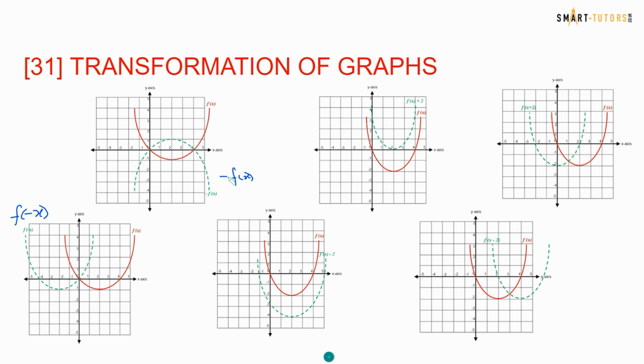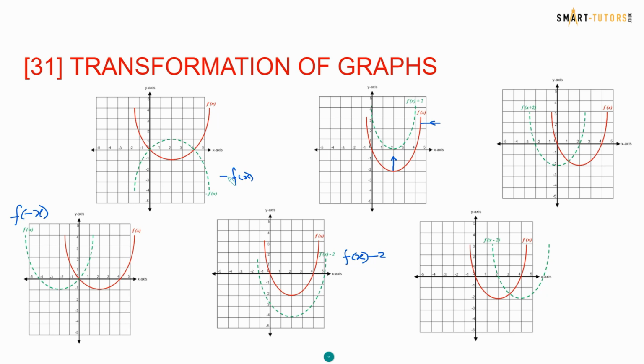Type 3: y = f(x) + 2. So f(x) is my red graph here, and f(x) + 2 means the entire graph will go 2 units up. The green graph is the f(x) + 2 graph. At the same time, y = f(x) is given, and f(x) - 2 means the entire graph is moving downwards by 2 units. In that case, the x coordinate is not going to change, and the y coordinate is moved by 2 units.